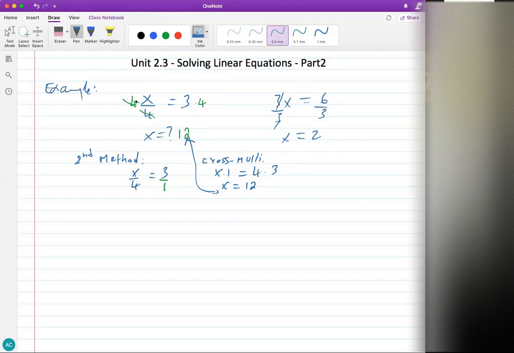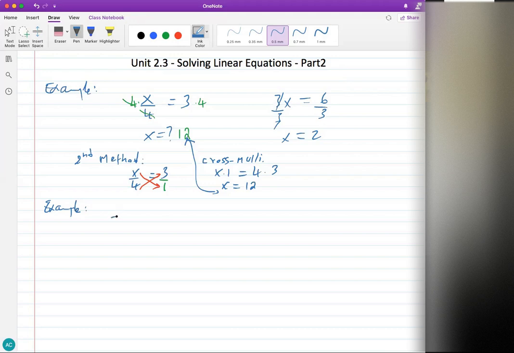Here we used the multiplication property, multiplying by 4 on both sides, but here we cross multiplied. We go like this, then the other way: x times 1, 4 times 3. Either method is fine. As you can see, the result is the same. So that's the method of cross multiplication. Let's do another one.